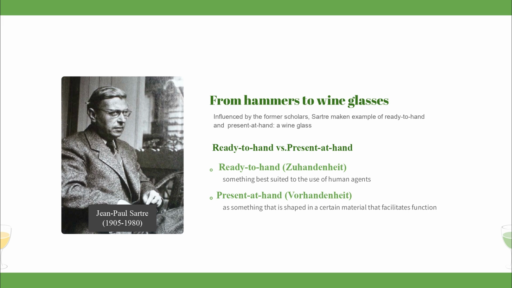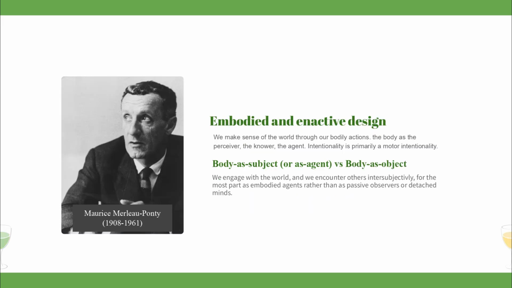Jean-Paul Sartre, who was influenced by the former scholar, makes another example to explain the ready-to-hand and present-to-hand. He takes wine glasses as an example and explains that we encounter the product implicitly as producers and as organizers of the means of production, but we also encounter them in the utility provided by such products. We encounter others in the practices that employ such objects. In this respect, viewing an object from both perspectives is essential for design.